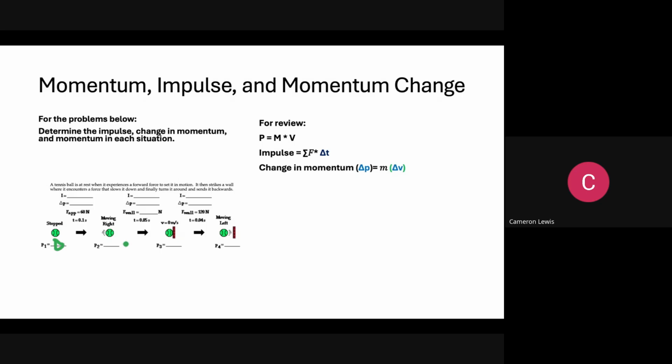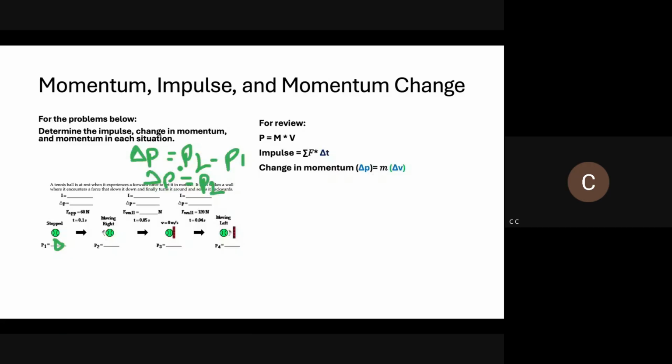Then all of a sudden, we have an applied force of 60 newtons for 1 second. So we want to figure out what the momentum is when it's moving to the right. To figure that out, we need to figure out how the momentum changes between P2 and P1. We know that P1 is equal to 0. So we need to find our change of momentum, and that'll be what it is for P2. Does that make sense?